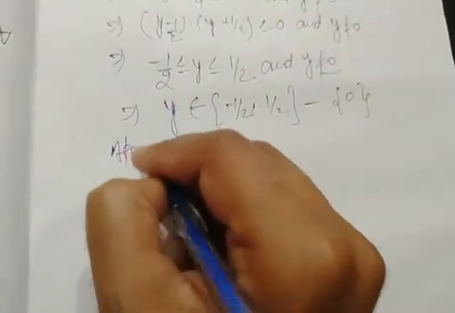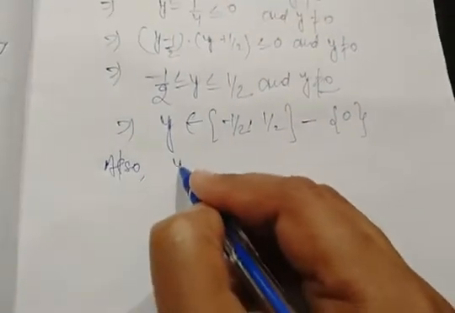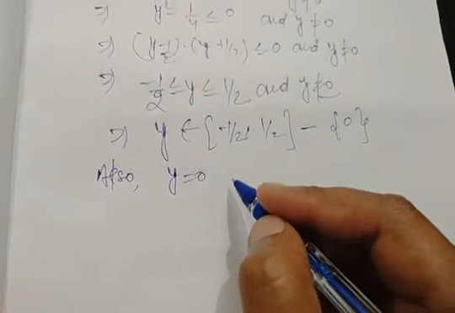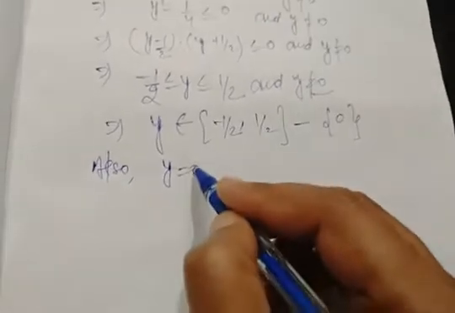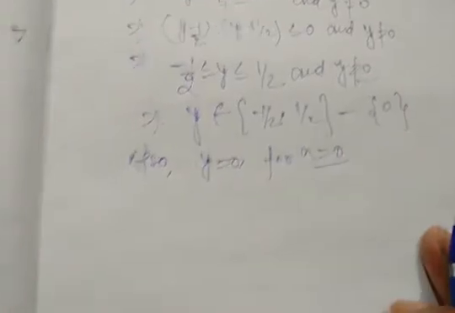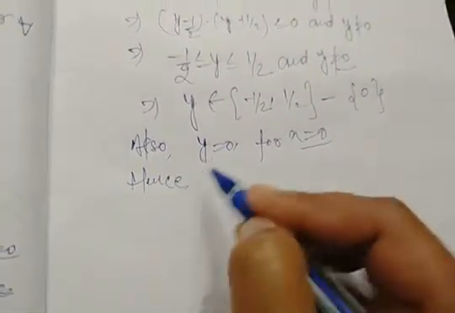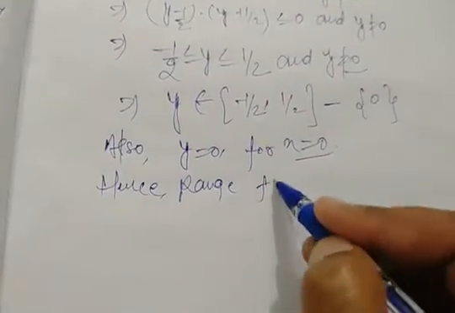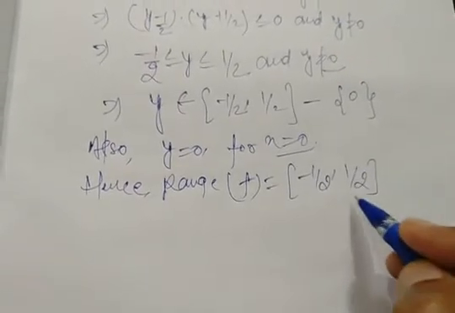Also y is equal to 0 for x is equal to 0. Hence the range of the given function is minus 1 by 2 to 1 by 2 in closed interval.